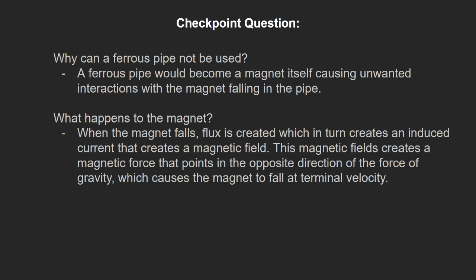When the magnet falls, flux is created, which in turn creates an induced current that creates a magnetic field. And this magnetic field creates a magnetic force that points in the opposite direction of the force of gravity. And when these two cancel out, F net is equal to 0, which causes the magnet to fall at terminal velocity.